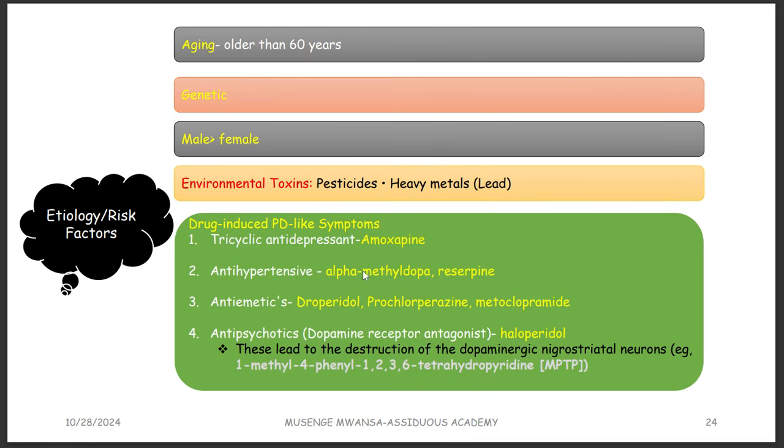Antihypertensive drugs like alpha-methyldopa and reserpine, the antiemetics, the drugs that we use to prevent vomiting, droperidol, prochlorperazine, metoclopramide, and also antipsychotics. Now, can you see that these two conditions are basically opposites of each other? Because in psychosis, you can have high dopamine, but in Parkinson's disease, you have low dopamine. Specifically, haloperidol is an antagonist for dopamine. So this one can lead to the destruction of the dopaminergic nigrostriatal neurons.